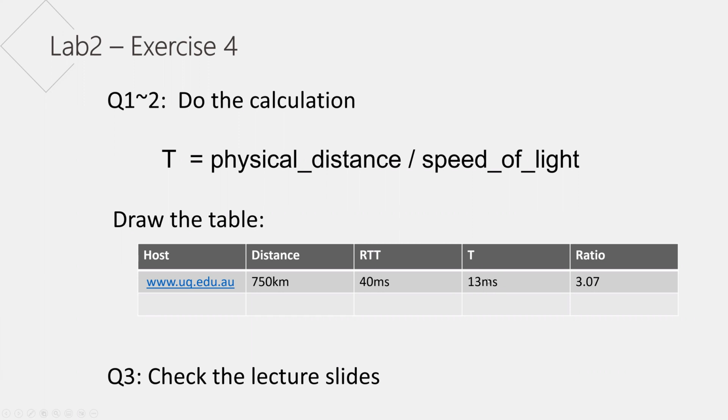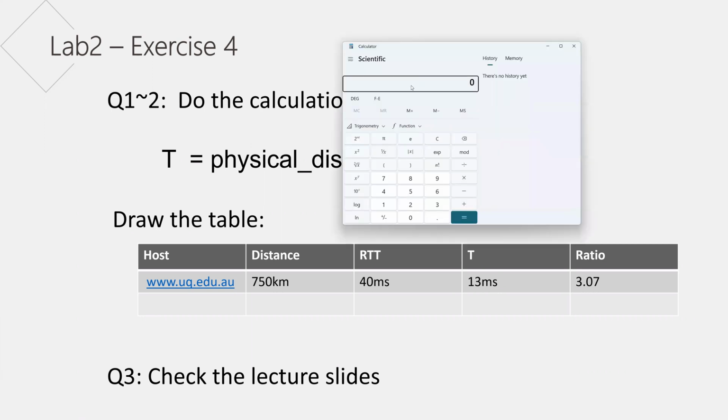So what does this mean? I just put this simple calculator here, 750 because it's km. So we add 3 more 0s here, divide by 3, followed by 8 0s. So here, we require this much time to reach the destination.